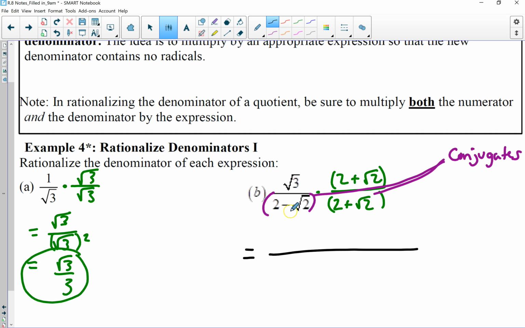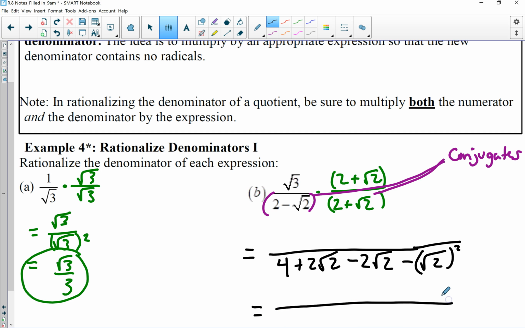Well, this is a binomial times a binomial. And how you multiply binomials is you FOIL them. So if I FOIL by multiplying all 4 terms, the first set of terms would be 2 times 2, or 4. The outer set of terms would be 2 times the square root of 2. Both are positive, so my result is positive. The inner set of terms, I have a negative 2 times root 2. And then the last set of terms, I would have a negative square root of 2 multiplying by itself, or squaring.